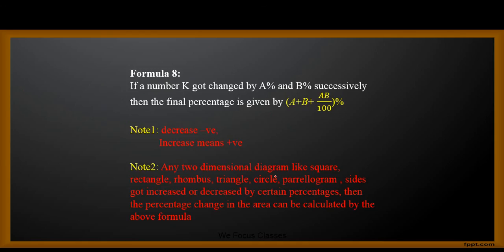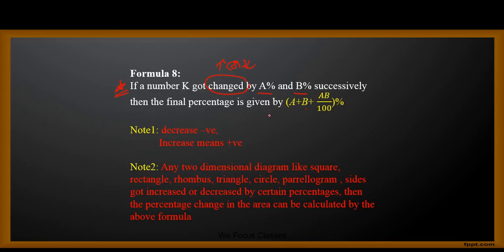Okay, next. And this is the most important problem. You can expect, generally most of the competitive exams will ask these kinds of questions. What they do is two successive percentage changes. If a number k got changed by A% and B%, listen carefully, I am using the word changed. Changed means it can be an increase or decrease, successively. Then the overall percentage change can be written as A plus B plus AB by 100 percent.